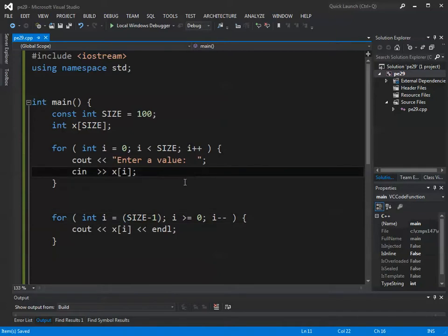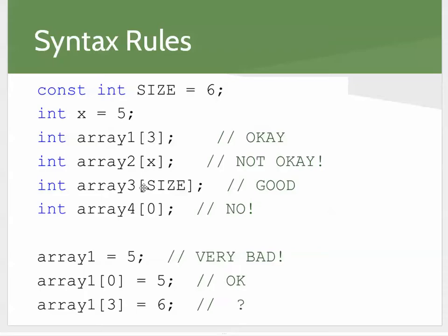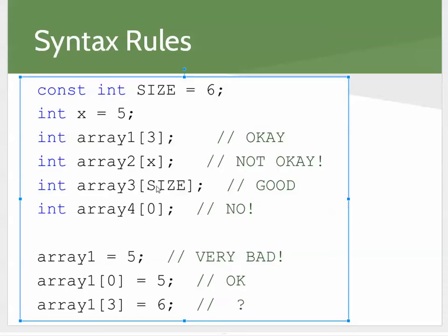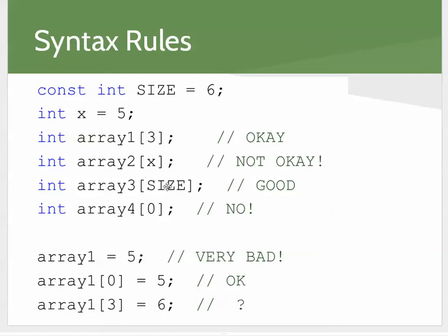And now if I wanted to change this back to 5, I change it in one spot and only one spot. And that's really a helpful trick. So defining an array with its size as a constant is perfectly acceptable. Defining an array of size 0 doesn't make any sense.